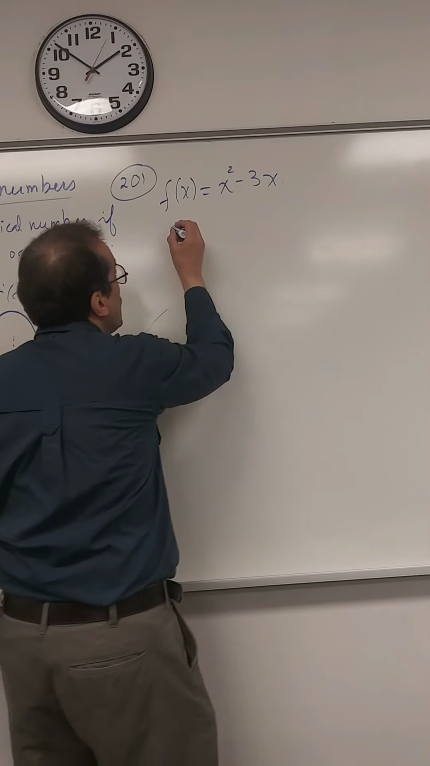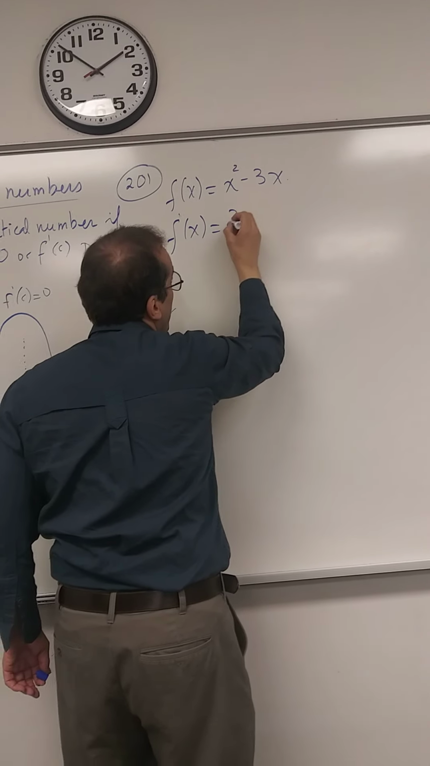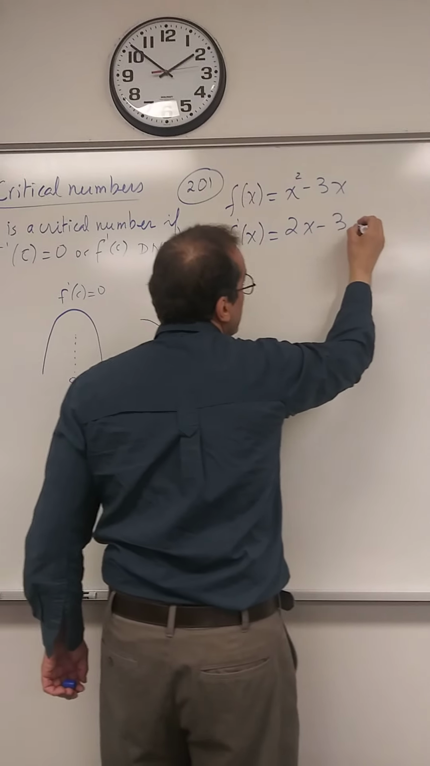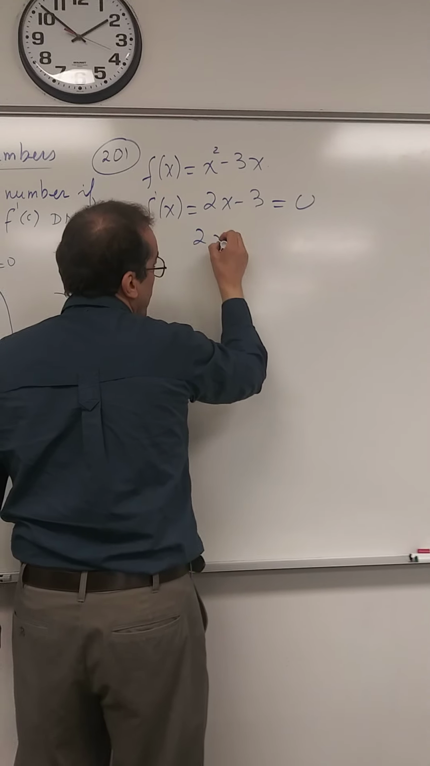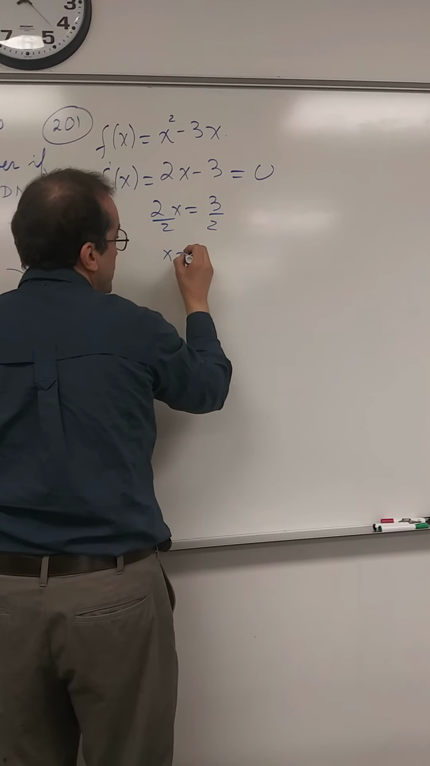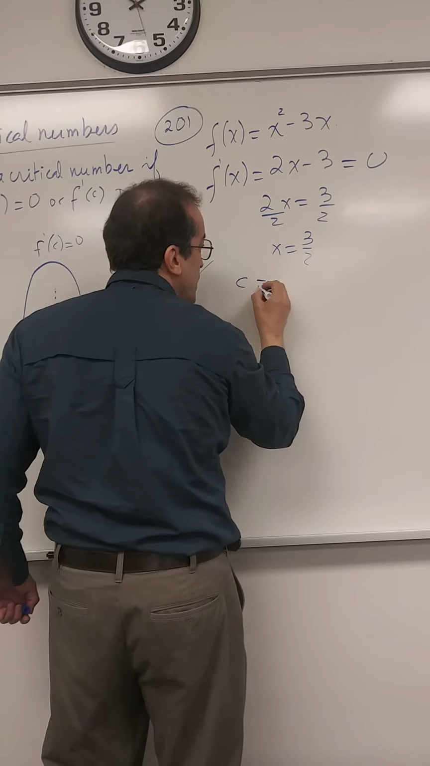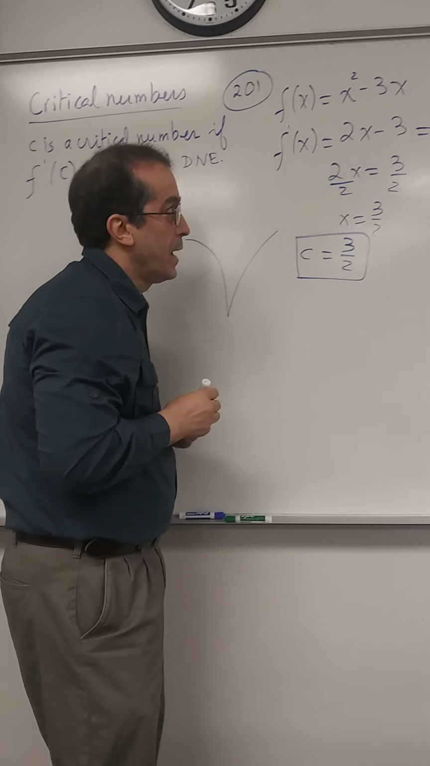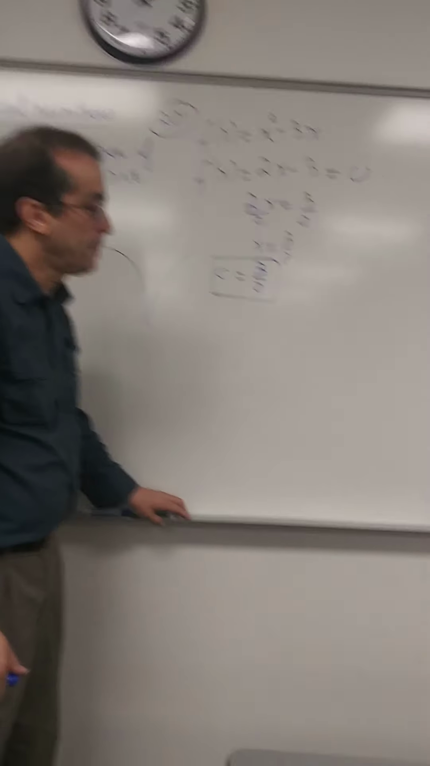So what you do is you find the derivative, f prime of x, which is 2x minus 3, and then you set it equal to 0. F prime of x equals 0. So that gives you 2x equals 3. Divide both sides by 2, and that gives you x equals 3 halves. X is C, the critical point. So C is equal to 3 halves. Our critical number here is 3 halves. And that's how you find critical numbers. We're going to do some more examples.